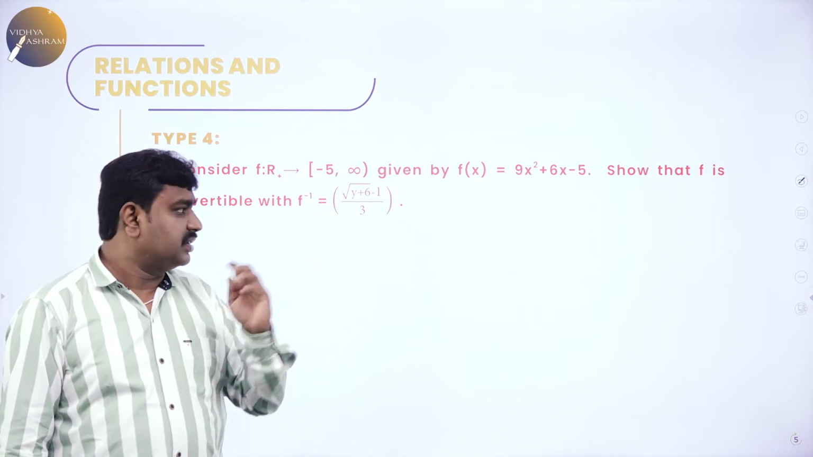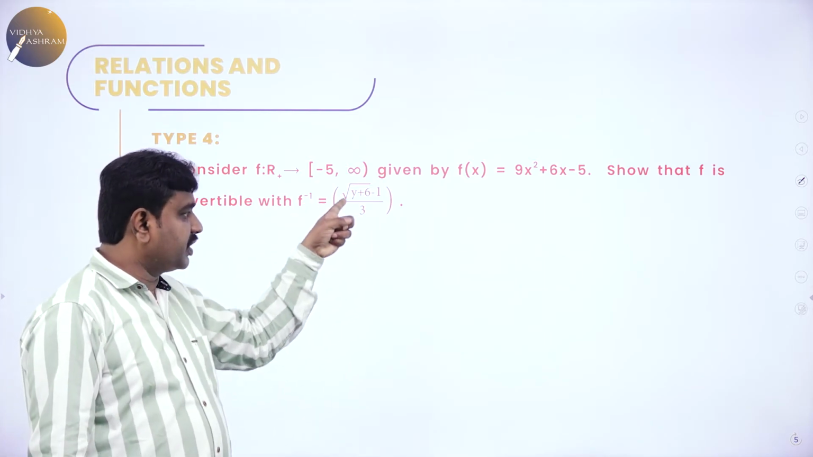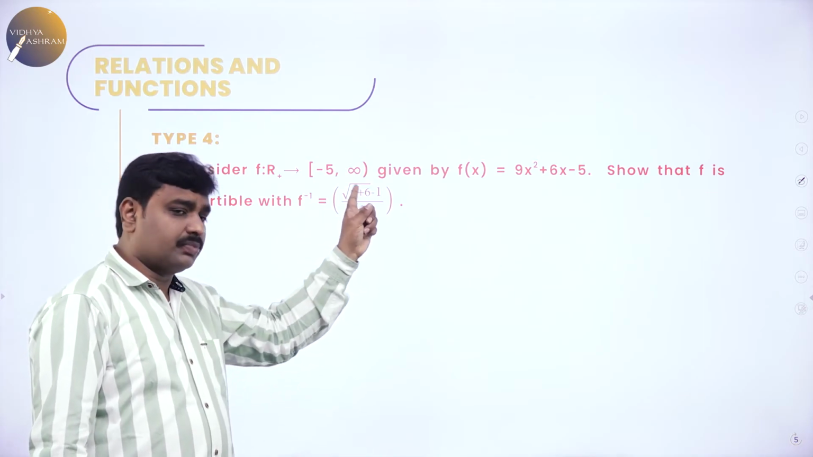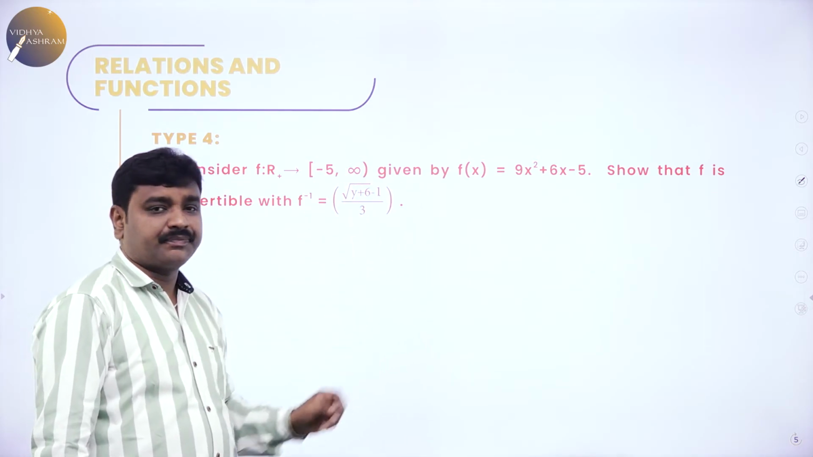I'll teach you the method, and they told that they want you to get the inverse as y plus 6 minus 1 by 3, the root of y plus 6, minus 1 outside the root, by 3.